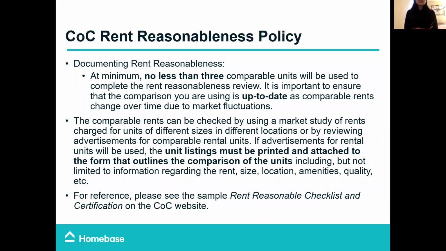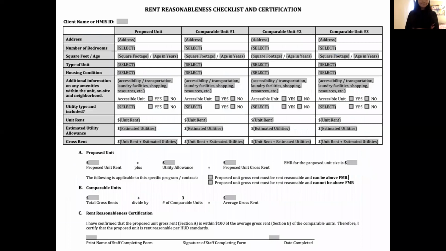So according to OSH's policy, no less than 3 up-to-date comparable units must be used for rent reasonableness review. A market study or advertisements are acceptable methods of documenting rent reasonableness. For advertisements, unit listings must be printed and attached to the form that outlines the comparison of the units. On the next slide, we'll see a sample of what this form looks like.